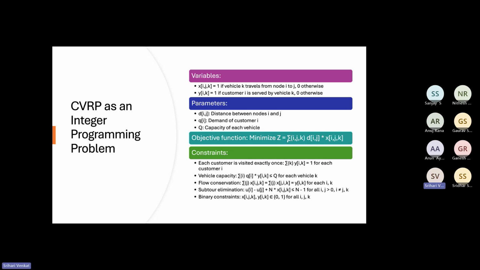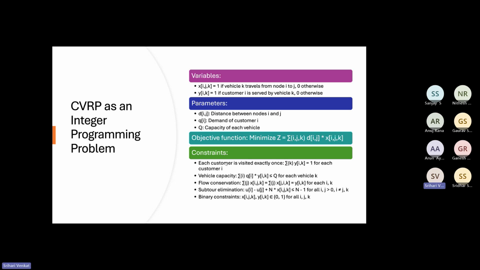The objective function that we want to minimize is the summation over i, j, k of d_ij, the distance traveled, multiplied by x_ijk. x_ijk is vehicle k traveling from node i to j. So this is the total distance traveled. For example, d_ij will give you, let's say, 20 kilometers. If the kth vehicle does the ij route, then we put 1 here, so 20 will get added here. Basically, we want to minimize the total distance traveled by the vehicles.